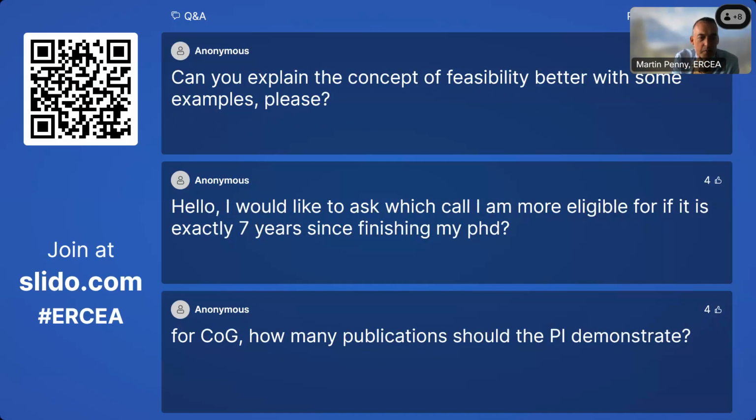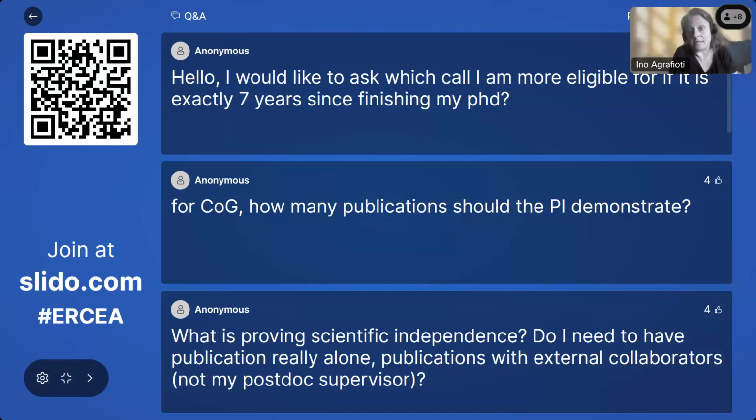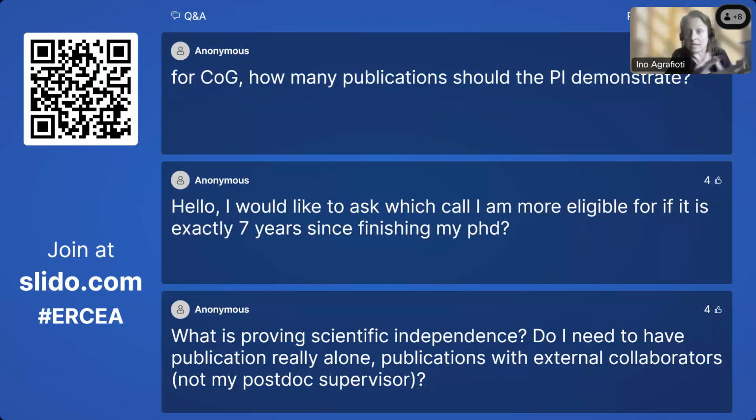I think this relates to a question that you mentioned before. Can you explain the concept of feasibility better with some examples? For example, if you're using a technique and applying it on something different, then feasibility could be that you show that you have used this technique before and you have some experience with it, even if it's in another area. Or the other way around: if you're using a completely new technique, but you know the area really well, then you can say, I'm going to collaborate with this person and send one of my postdocs there, and we have already collaborated before, so this seems feasible. I guess that's one example, but maybe Jana and David have others.